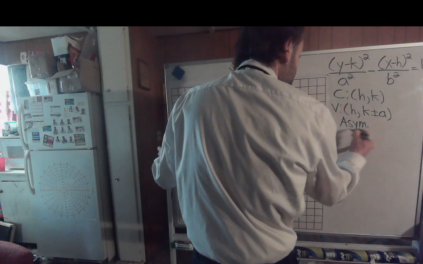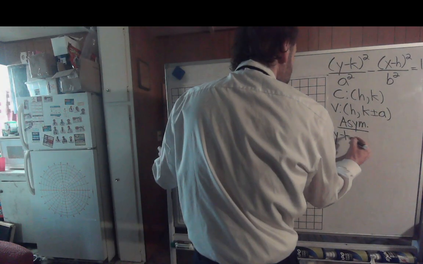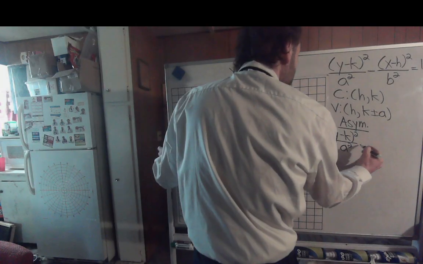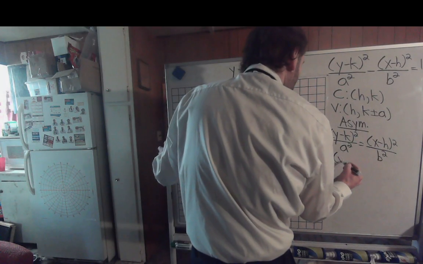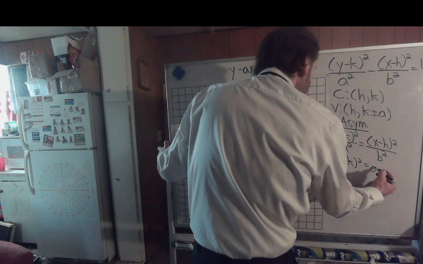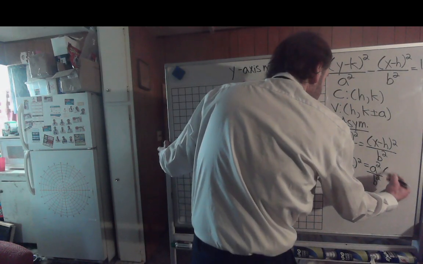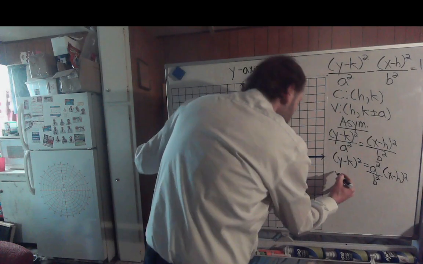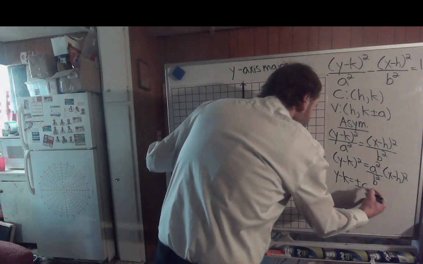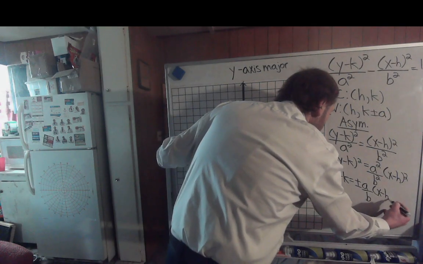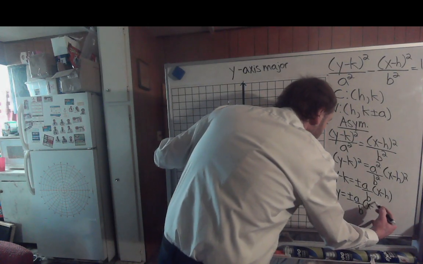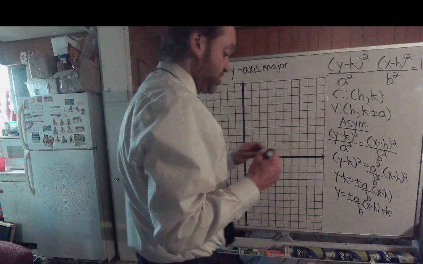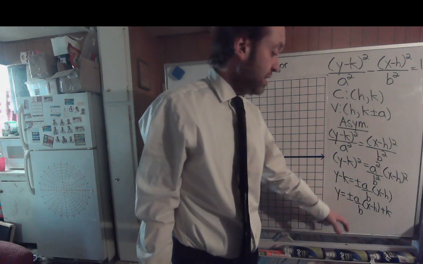Now, let's go ahead and find our asymptotes. You're going to have two slant asymptotes again. So take your (y minus k) squared over a squared, set that equal to (x minus h) squared over b squared. So then you'll get (y minus k) squared equals a squared over b squared times (x minus h) squared, which would give you y minus k equals plus and minus a over b times (x minus h), which would give you y equals plus and minus a over b times the quantity of (x minus h), plus that k. Those would be your two slant asymptotes.